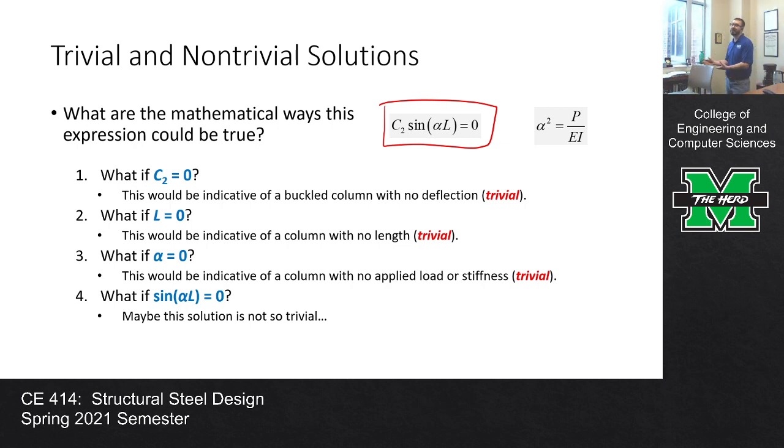What about the length equals 0? What if L equals 0? Well, look at the math. If L equals 0, yeah, the equation would be true, but it doesn't mean anything because now we have a column that has no length.